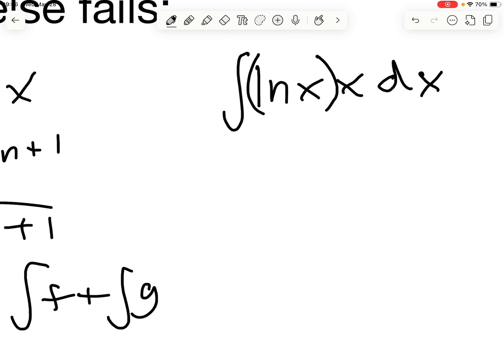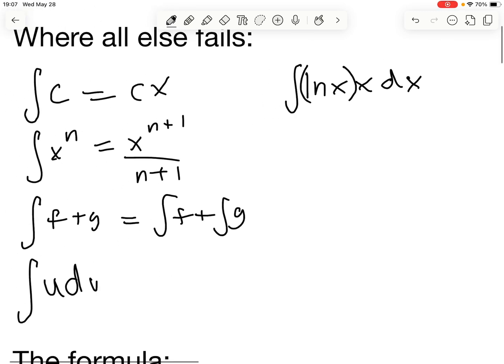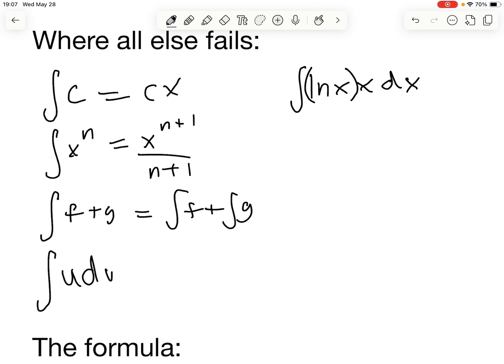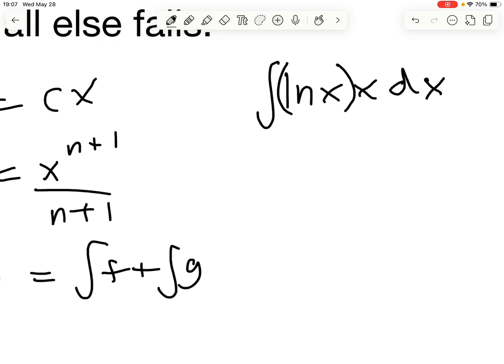Now, it may look pretty tame at first, but let's see if we can apply any other rules to this. So, real quick, we don't have a general rule for ln x times x, so there isn't just a general rule. We're not adding anything, and we don't have a general rule for multiplying things yet. And then let's see, our final tool that we have, I guess, would be integration by u substitution. Let's see.